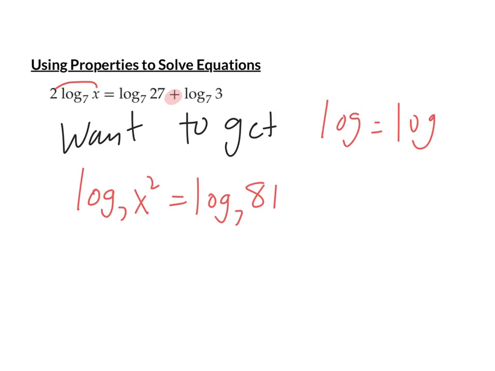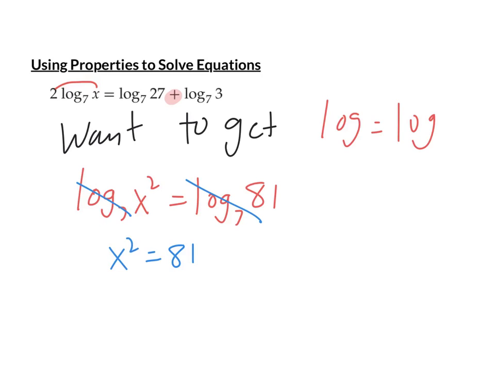The 2 goes in as a power. So now I have it as log equals log. And now all I've got to do, when I have it like that, is I just cancel the logs out. So I have x squared equals 81. I just got rid of the logs.